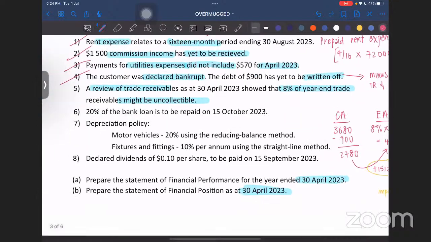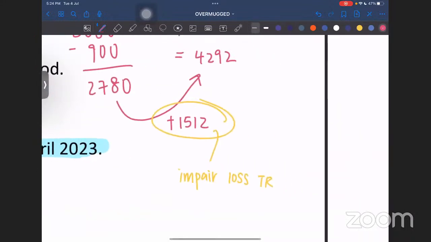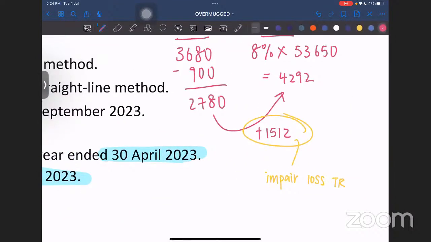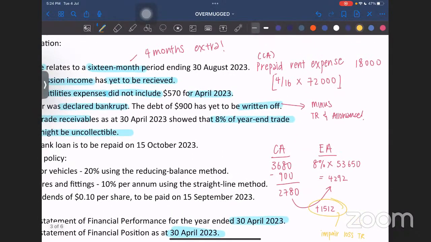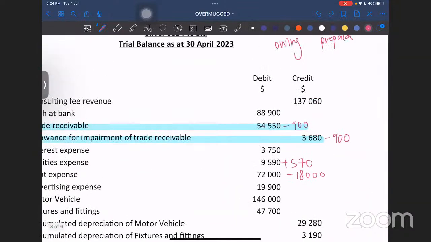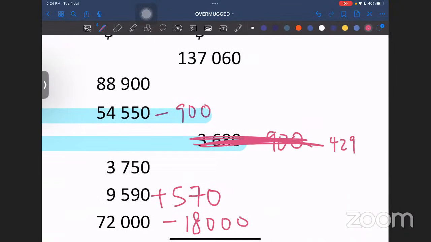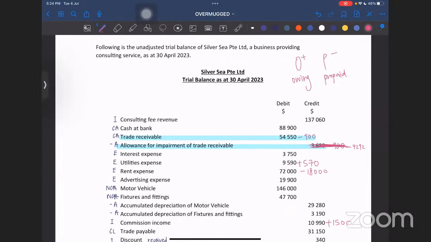Okay, so let's come back to, you know what, I will just create here. So this will be an impairment loss on trade receivable. And I will go to allowance and I want to change my allowance to the ending allowance of this amount. That's the whole point of this. I want to change my allowance. So I will change it to 4292. Allowance minus everything, I want it to be 4292. So my allowance 4292.